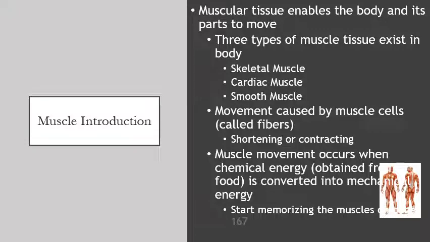Muscle tissue. The reason we have muscle tissue is that it enables the body to move its different parts. So we mentioned before that we have three different kinds: skeletal muscle, cardiac muscle, and smooth muscle. If you look at the previous slide, it'll show you what they look like underneath the microscope. Movement is caused by muscle cells, and what happens is there's a shortening or contracting of the muscle. The muscle movement occurs when chemical energy obtained from food is converted into mechanical energy.